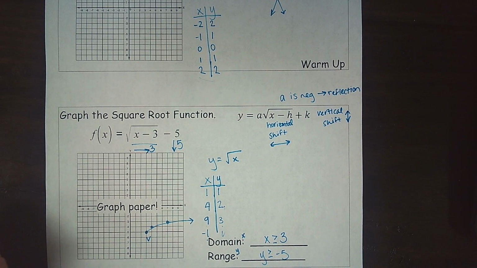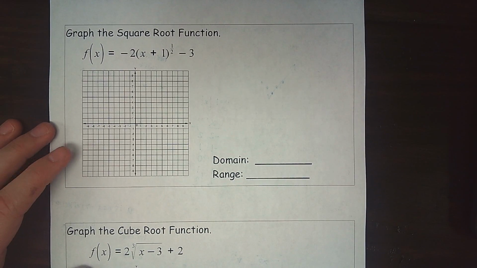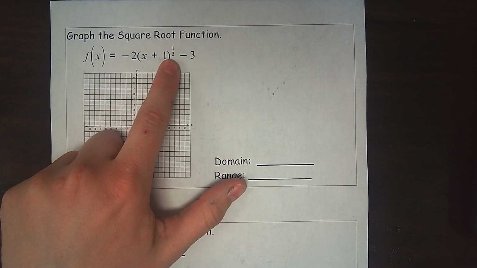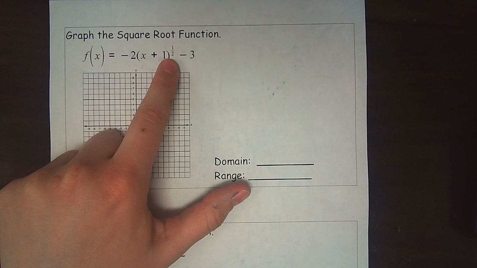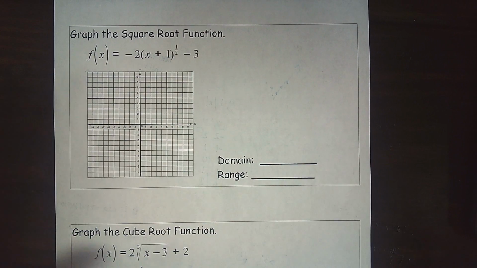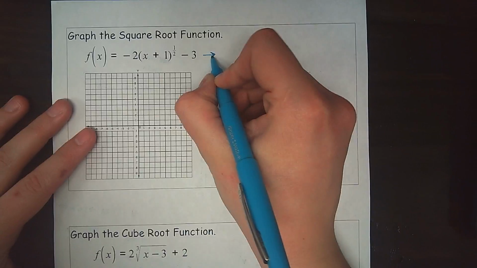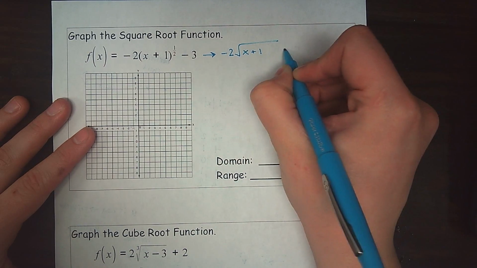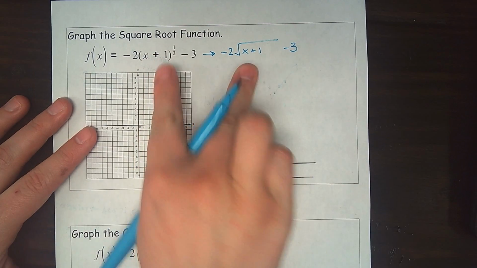All right, let's do one more. I'll do this one a little quicker. Notice in this one, I wrote it to the 1/2 power. But remember, 1/2 is the same thing as writing a square root. So if I wanted to rewrite this, I could rewrite it like this. They mean the same thing.